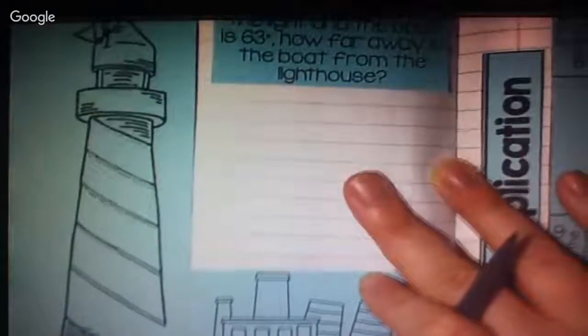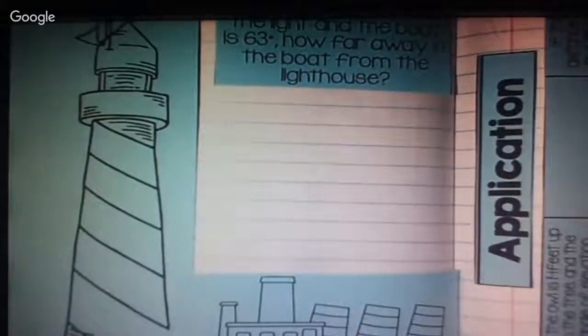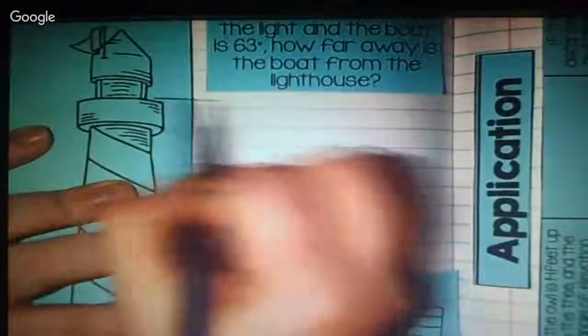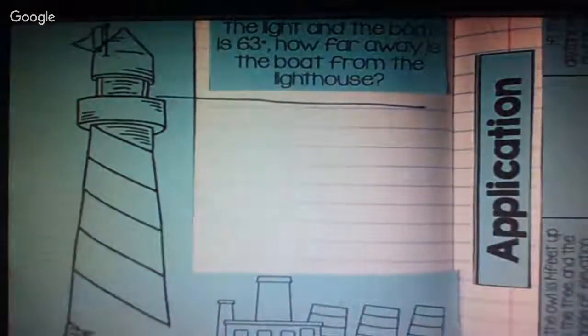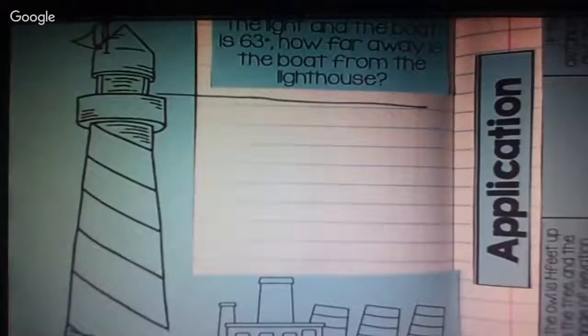So we talked angle of elevation. Now we're going to talk angle of depression. So elevate is to go up. Depression is to go down. So when they're talking angle of depression, that means you have a ceiling. And the angle of depression goes from the ceiling down to the object.